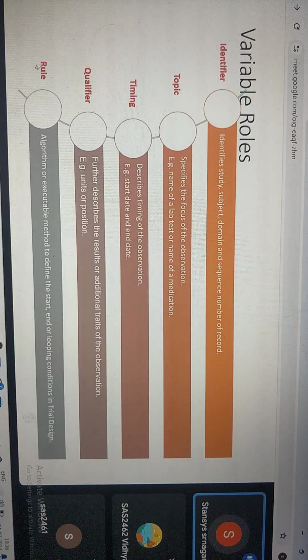So for the variable role classification, you have 5 variables: identifiers, topic, timing, qualifier, rule. Everyone should remember these 5 variable classifications. For each and every variable, you should observe which classification it falls under. Is that clear, everyone? Do you have any questions?